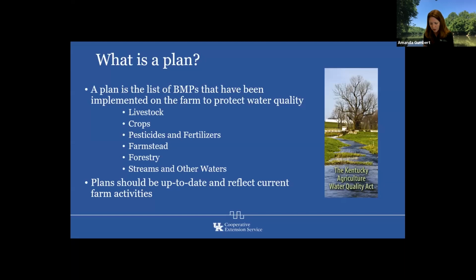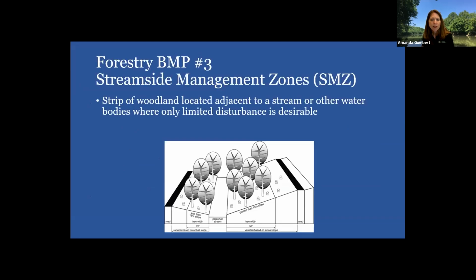And so we want our plans to be up to date and reflect current farm activities. So if you were an early adopter and you did your ag water quality plan back in the 90s when we were first out of the gate, you probably need to revisit that plan because you've probably changed farming operations. So I want to give a few examples of what those BMPs though might look like.